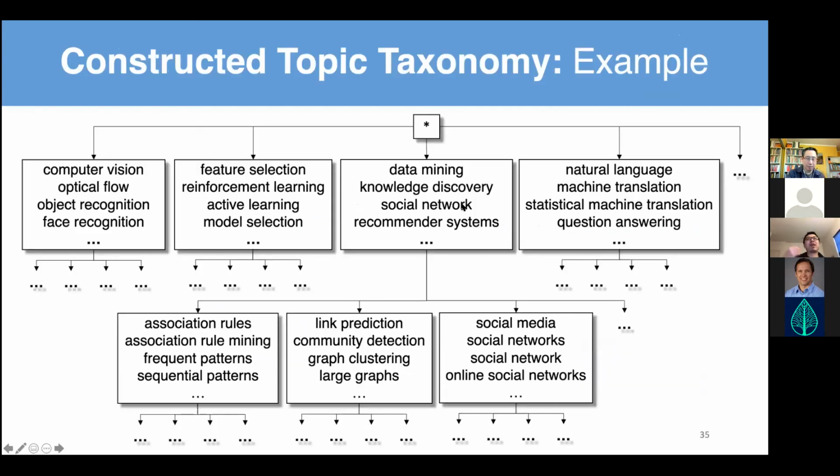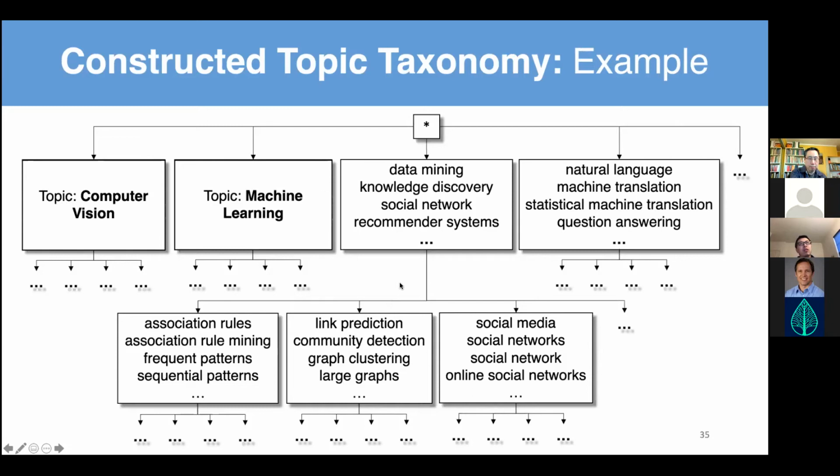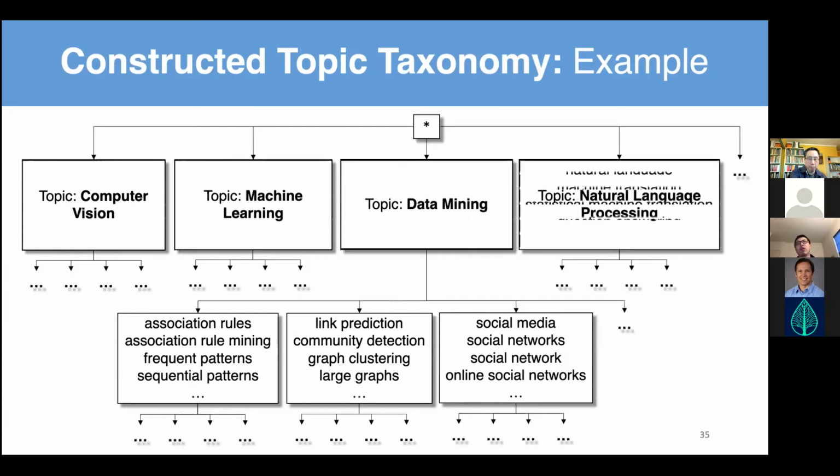So we are expecting to construct a topic taxonomy like this. It's a tree-like structure. Every node represents a topic. Every topic is described by a cluster of semantically coherent terms. For example, here, if you're familiar with computer science, you can easily summarize that the first node is about computer vision, the second node is about machine learning, the third one is about data mining, then it comes to NLP.